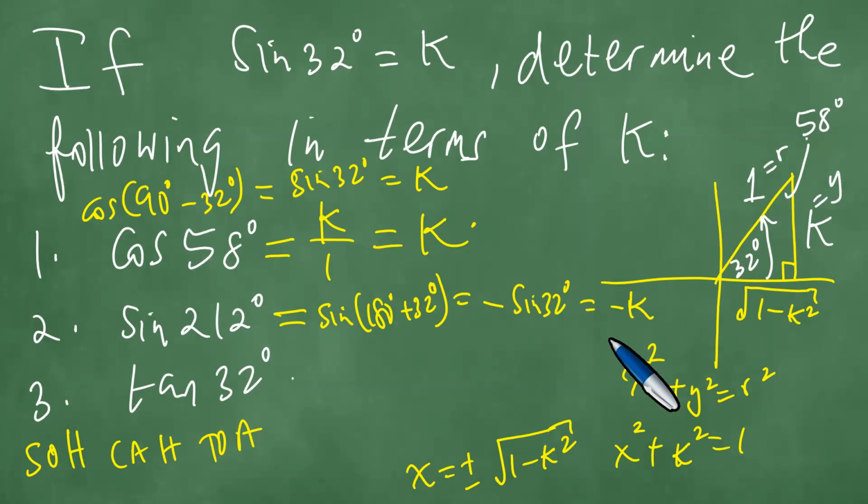Okay, let's look at the tangent of 32. 32 already appears here in the triangle, and we're using SOHCAHTOA, so TOA: tangent is opposite over adjacent. Opposite 32 is k, adjacent is the square root of 1 minus k squared, so that becomes k over the square root of 1 minus k squared. Okay, this is the answer.